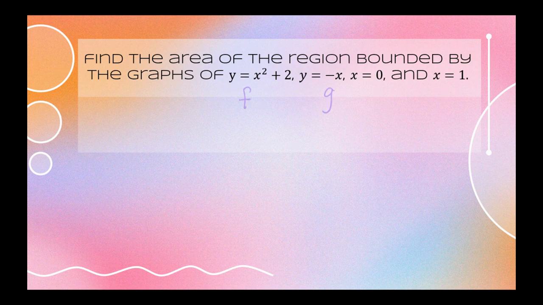The reason that's important is because F has to stay on top of G, so we know which one to subtract. Okay, so it's important to delineate which is which. So we're going to take the integral of F minus the integral of G. Oops, negative x, sorry.